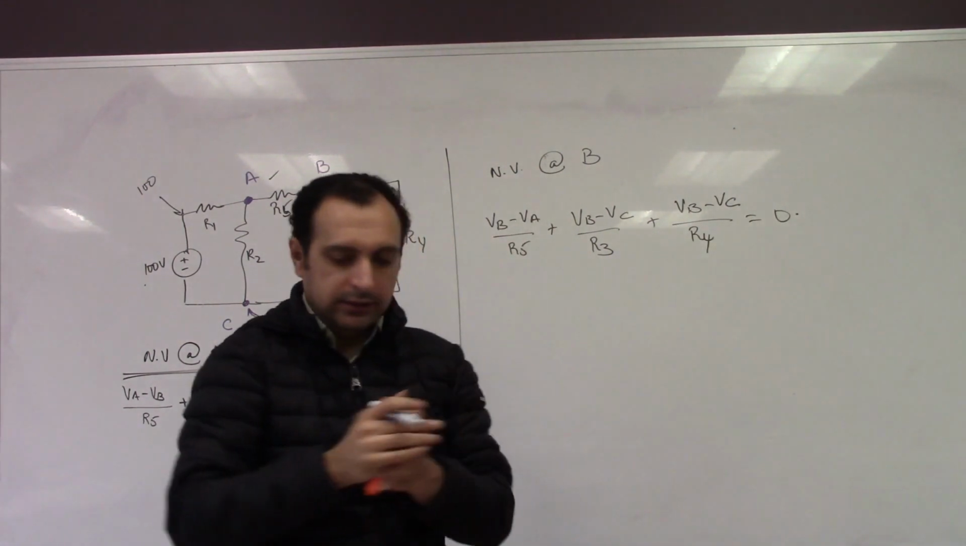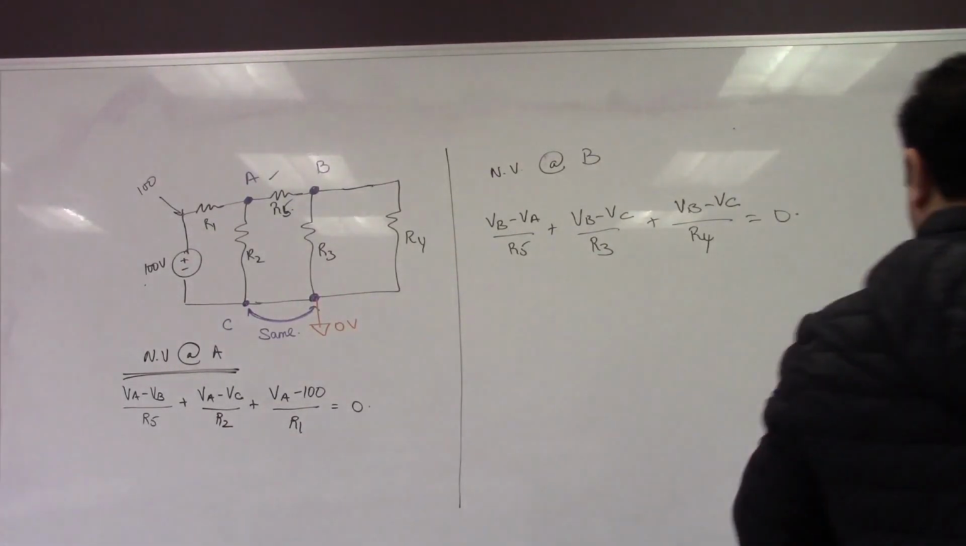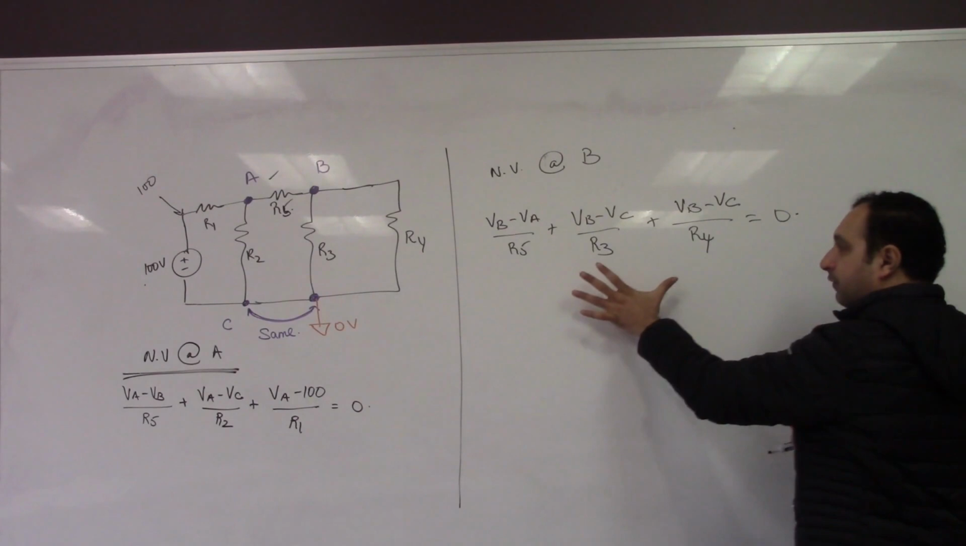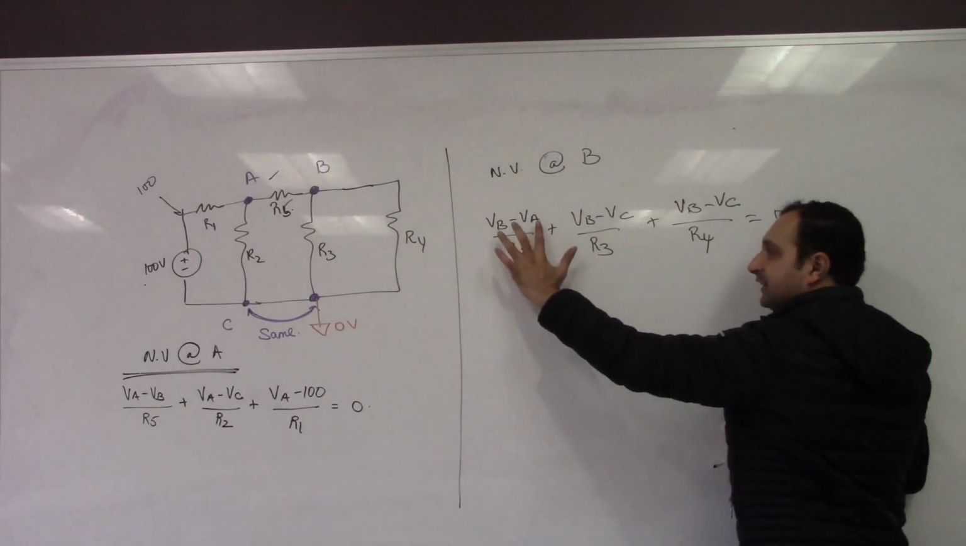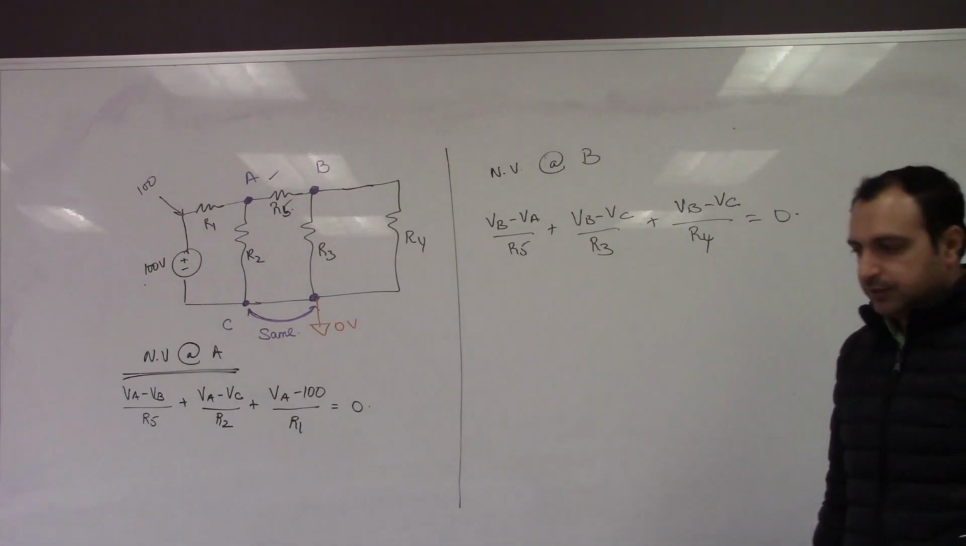Okay, that's it. Simple, nothing too complicated. Just make a count of how many branches are connected at one particular node. That many terms you should have in your final expression. Always take the difference of the voltages divided by the resistance.